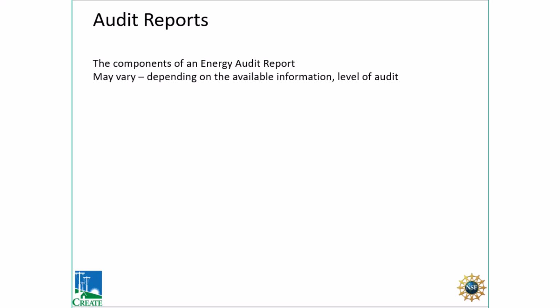Well, it's going to vary depending on the available information and the level of audit that was conducted. A level 3 is going to have much more detailed information than a level 1 energy audit report. The sample outline for an energy audit report is given on page 79, and that's a pretty all-inclusive sample outline. A lot of reports are a lot shorter than that and don't have all that information, but it's a good summary. So the first thing on the list is the executive summary.